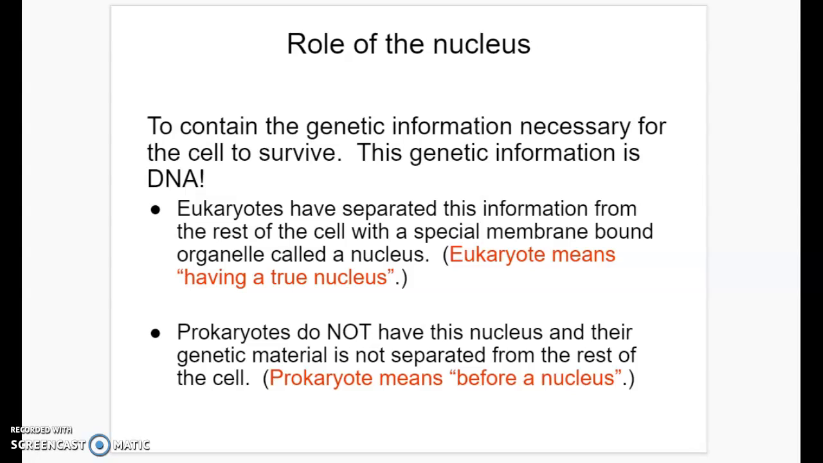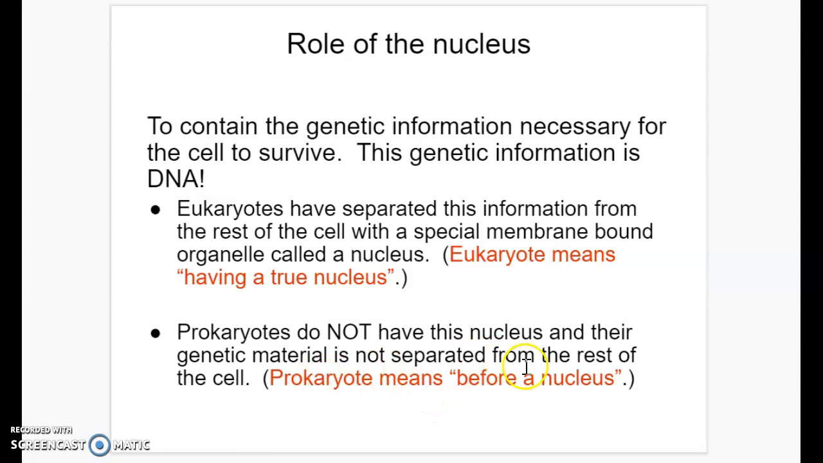Now, the role of the nucleus is to contain the genetic information necessary for the cell to survive. This genetic information is DNA. So eukaryotes have separated this information from the rest of the cell with a special membrane-bound organelle called a nucleus. Eukaryote means having a true nucleus. When you see EU, that is another word for true, so true nucleus. Prokaryotes do not have this nucleus, and their genetic material is not separated from the rest of the cell.